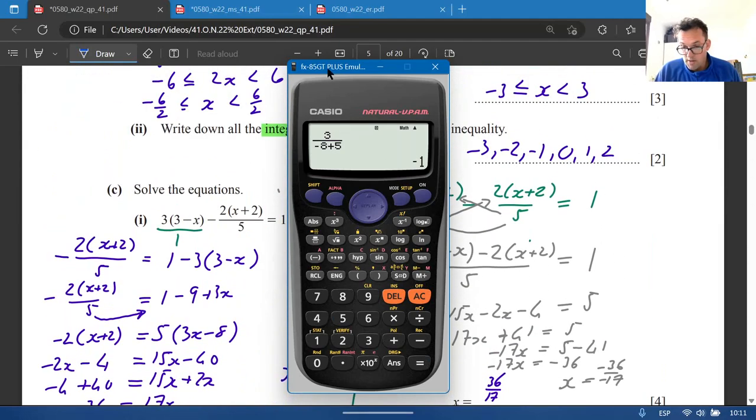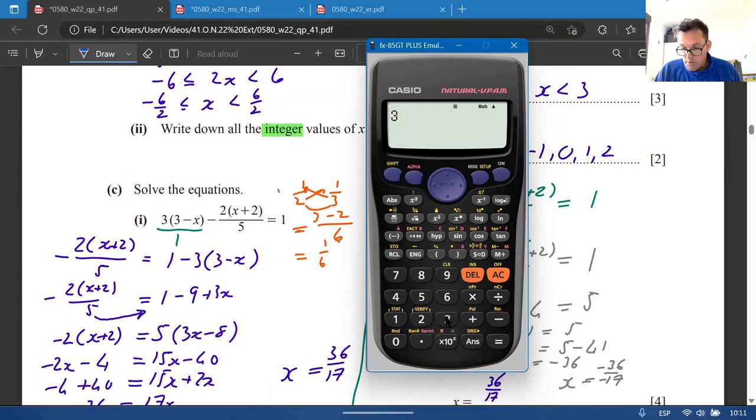Could have done the same at the top, by the way. Takes a bit longer, but if you go 3 minus, what was our answer? 36 over 17. If you're sitting in the exam, you've got some time, you don't know if it's right, you want to check, do this. 36 over 17 is the answer we got, plus 2, bracket, over 5. Now if we get the answer 1, we know we're right. Damn close, but not. 83 over 85. Why? Oh, there we go. You see, I put 37. One of those days. No, you got it right.